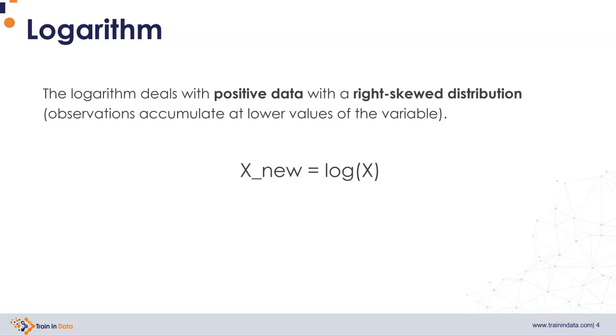We just transform the original variable by applying the logarithm. So the transformed variable is the logarithm of the original variable. The logarithm is very good at dealing with positive data with the right skewed distribution. These are distributions where the observations accumulate at lower values of the variable.